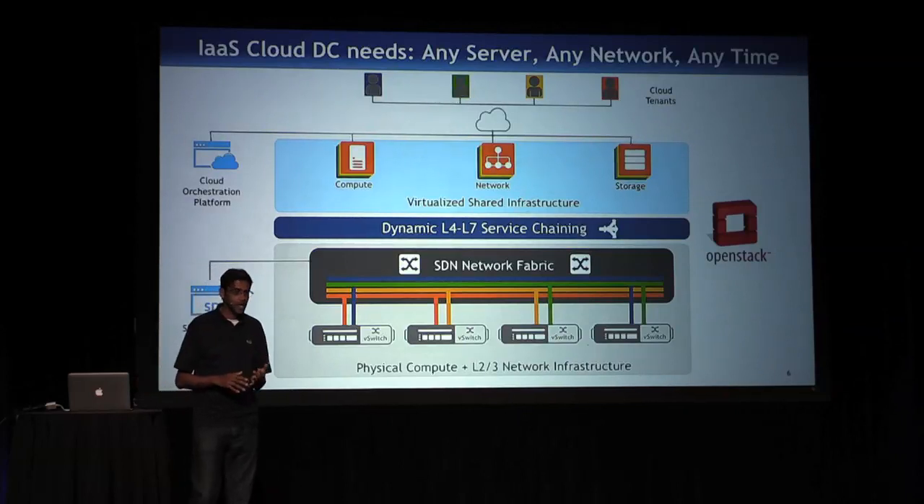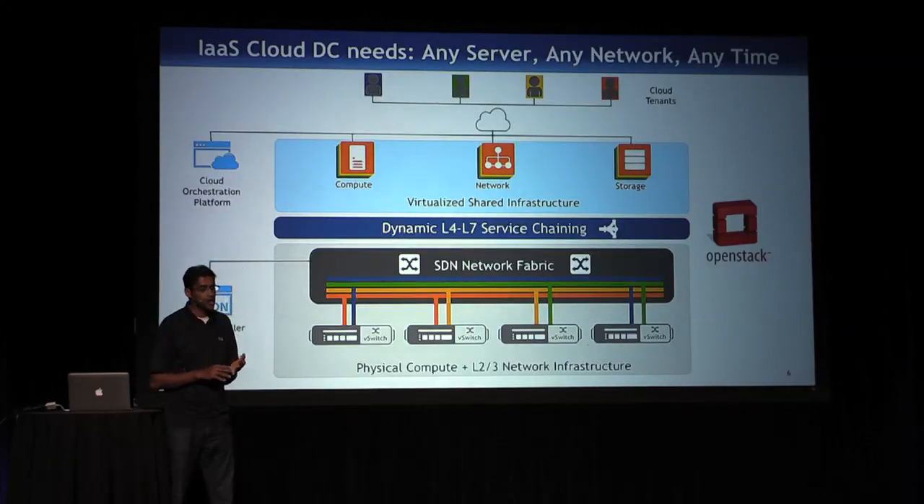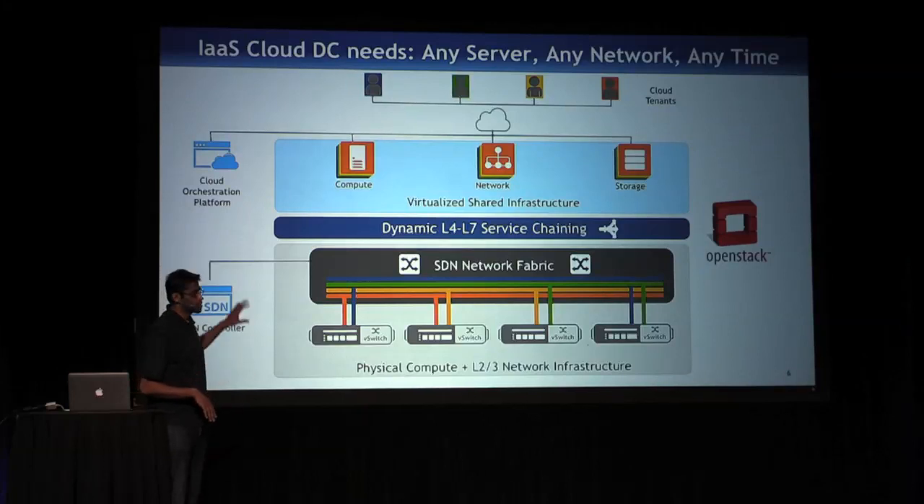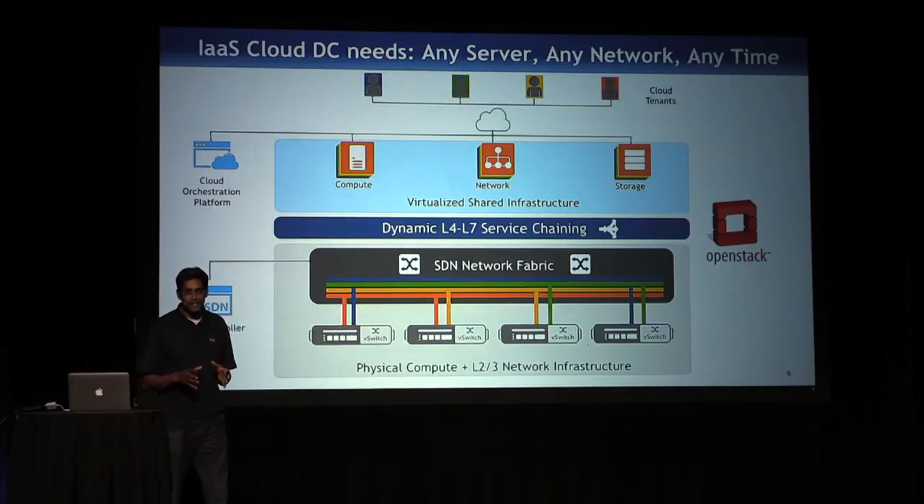Organizations today need a way to automate and scale their L4 to L7 services and leverage the same benefits that they're getting from the orchestration platforms for their layer 2, layer 3 networks, for their compute, for their storage. So that's the gap that A10 Networks is trying to fill over here with our vision and with our products.